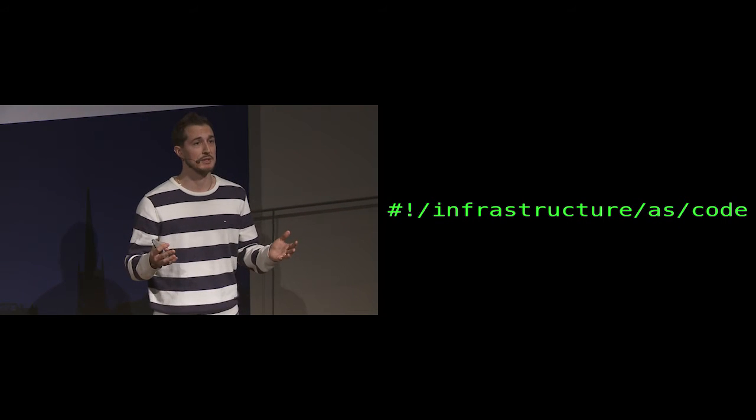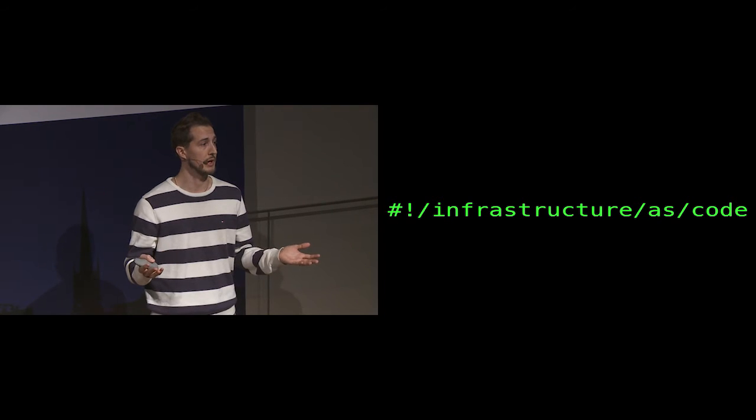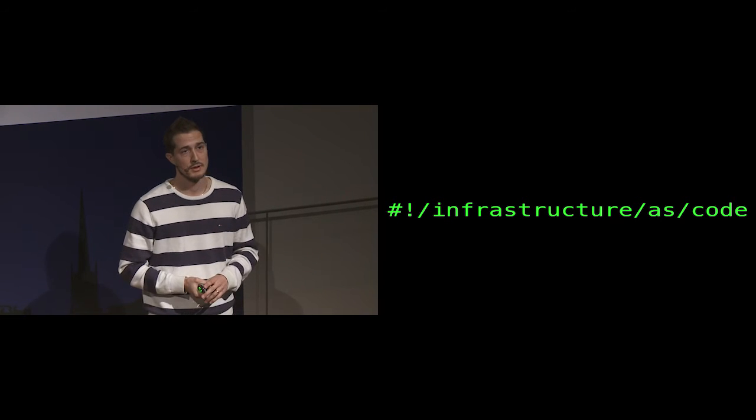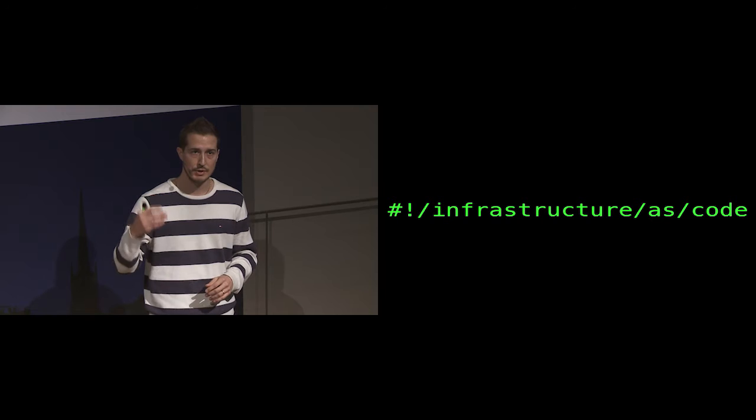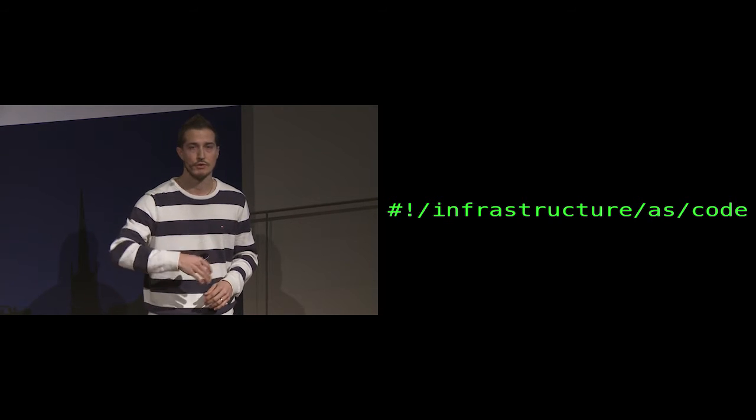Since we don't want to have any manual steps in the process, we obviously have to declare everything as source code, right? So we use infrastructure as code. Everything we do goes into source control. So where do we need to store this?